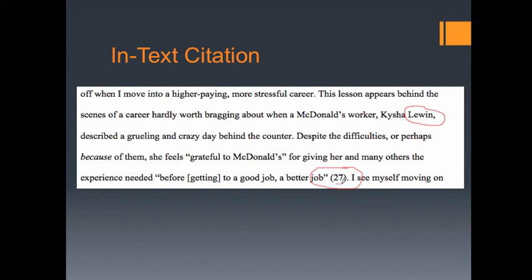Notice too that all we need is the number 27. We don't need the letter P or the word page. We're just saying the page number.